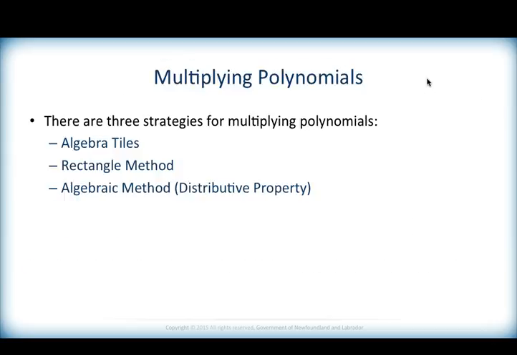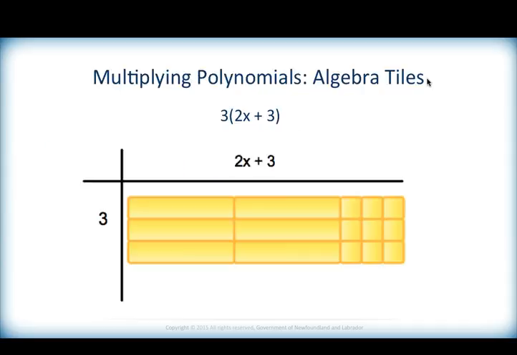So we're going to look at how to multiply polynomials in this section, and we're going to use three strategies. The first one is going to be the use of algebra tiles, next the rectangular model, and then we're going to use the algebraic model, and that is known as the distributive property. So first of all, multiplying polynomials using algebra tiles. You've done a fair bit of work with algebra tiles from grade 7 all the way up to grade 9.